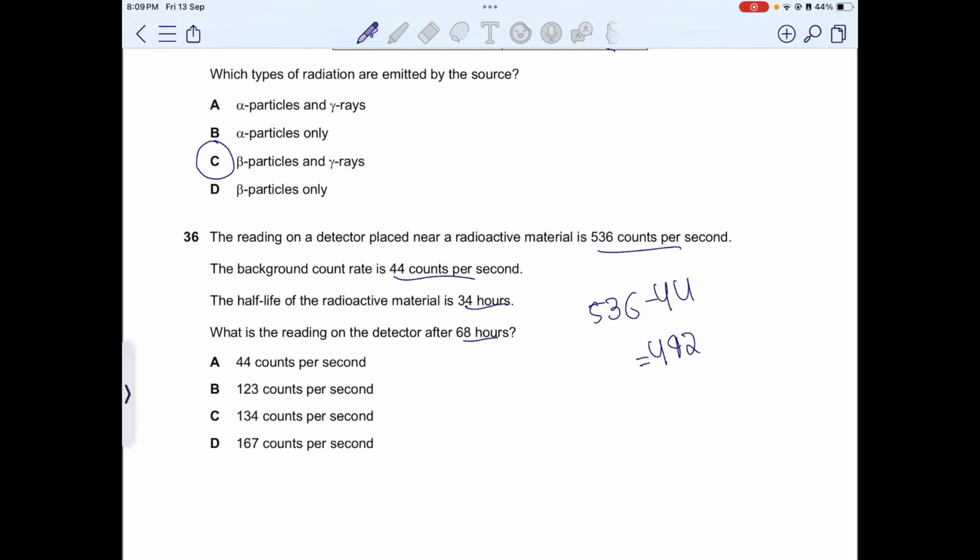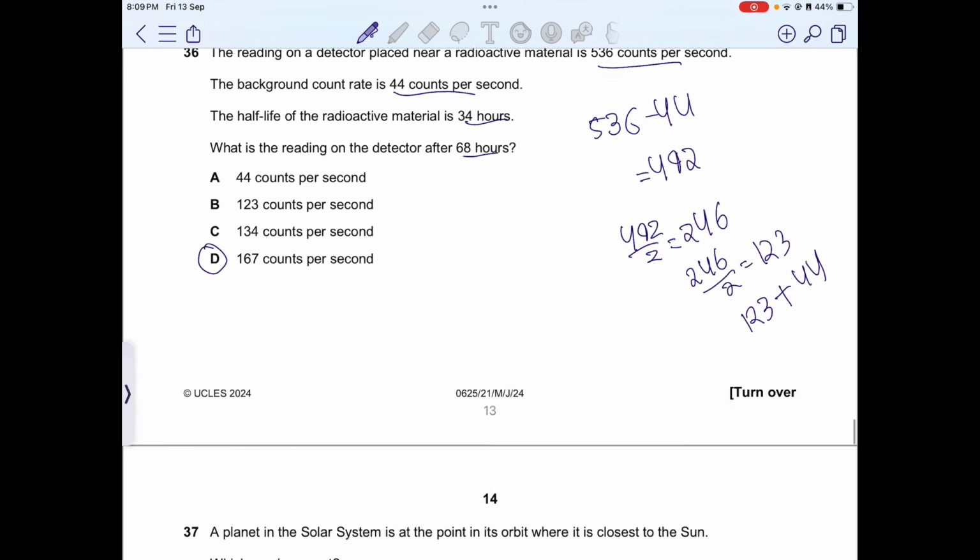The working for this, if you want to show it or understand it: 536, I've written the first step, a subtraction. Then 492 divided by 2 is 246. 246 divided by 2 is 123, and to 123 we add the background back, so 44, gives 167. So 36 would be D, 167.